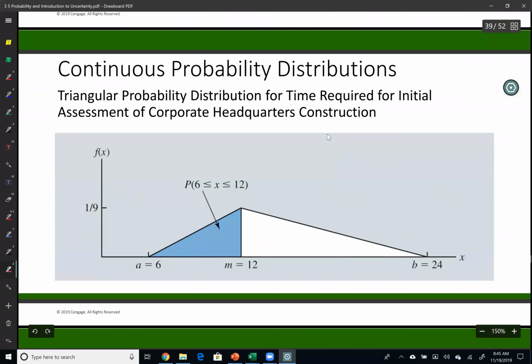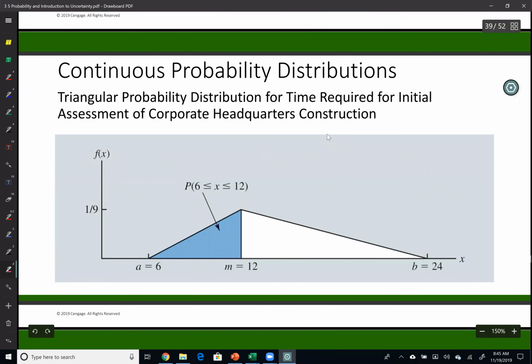So in this example, we have a construction example, and it takes a minimum of 6 weeks to complete this, and a maximum of 24 based on experience, and on average it takes 12 weeks. So here is a valid question: what's the probability of finishing this project between 6 to 12 weeks? Basically, that's asking for the area under this line.